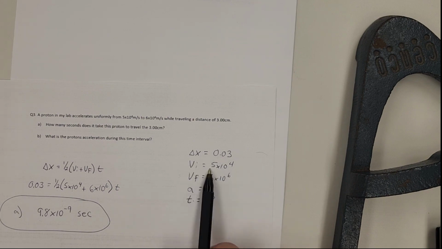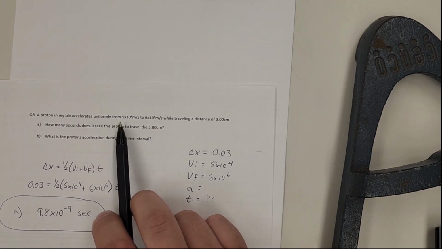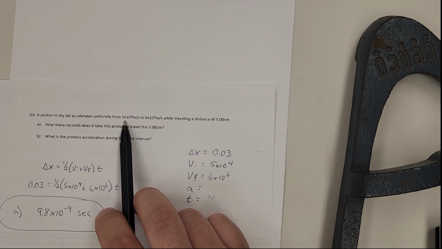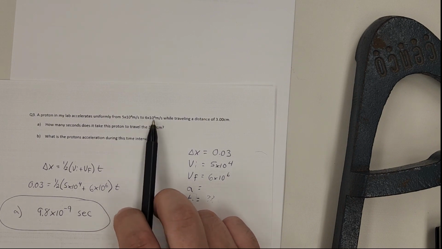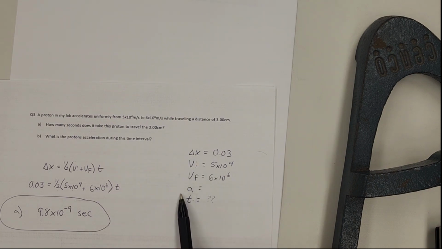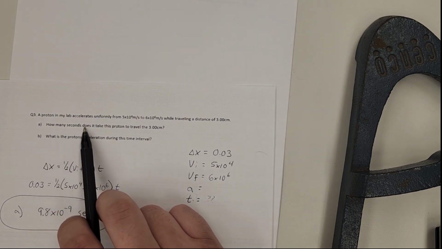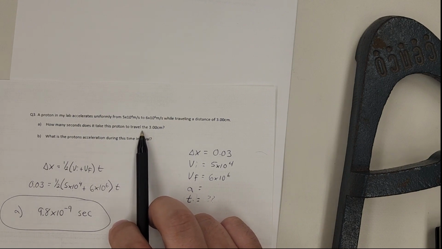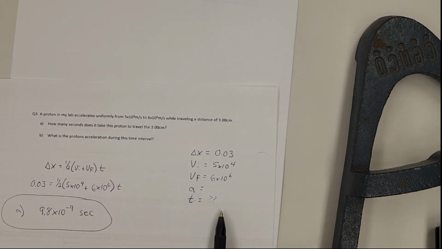The initial velocity is where it started, so 5 times 10 to the 4th is the initial. The final velocity is where it ended, 6 times 10 to the 6th. The acceleration wasn't given, but the question asks for the time. How many seconds does it take for the proton to travel? So t is what I'm looking for, hence the question marks. I've got 3 out of the 5 things. That's perfect. That's all that I need.